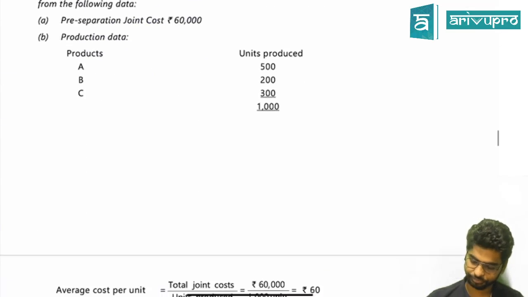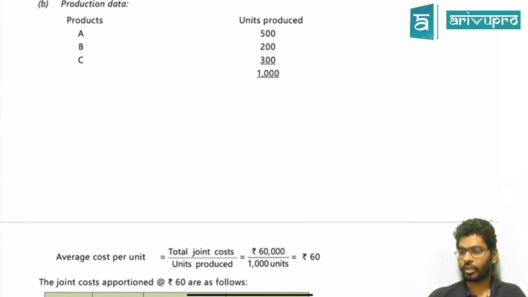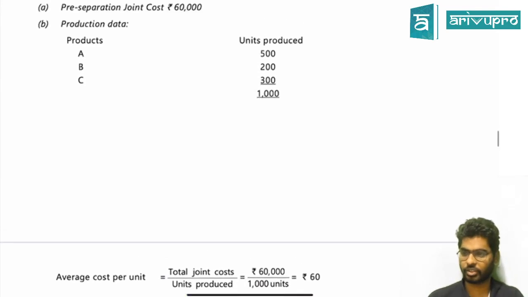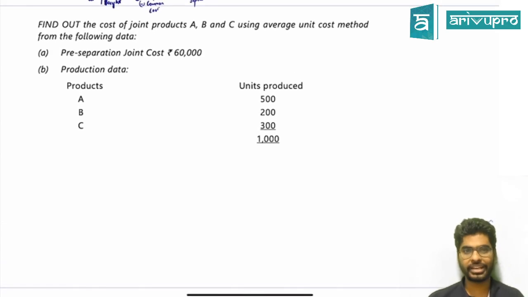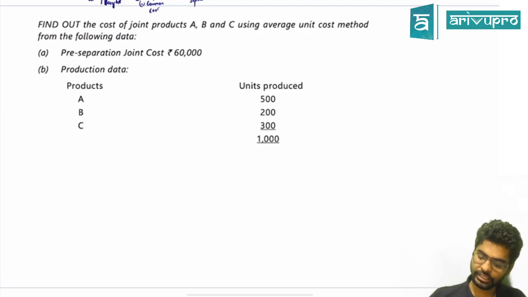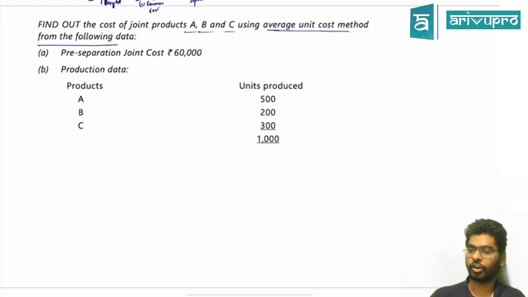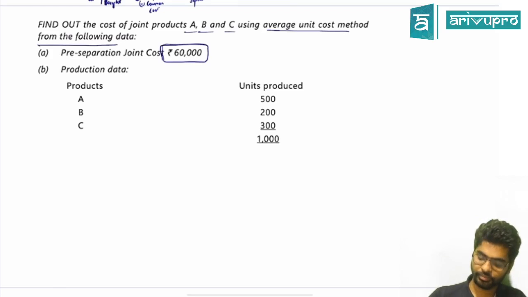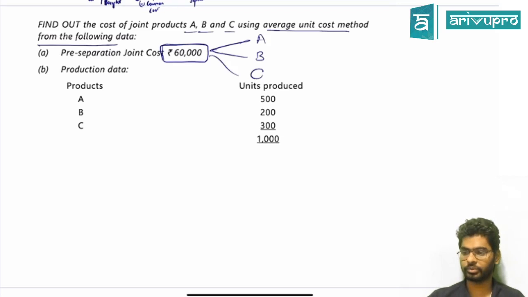Now see here, I want you guys to understand the questions carefully so that it becomes extremely easy when we are solving everything. And this is a very easy chapter guys, 6 to 8 marks, and if they give it along with process costing, a 12-mark question, trust me, extremely easy. So they are saying A, B, C are using the average unit cost method from the following data. Pre-separation cost, that means I have to divide this between A, B and C. Are you clear till now?